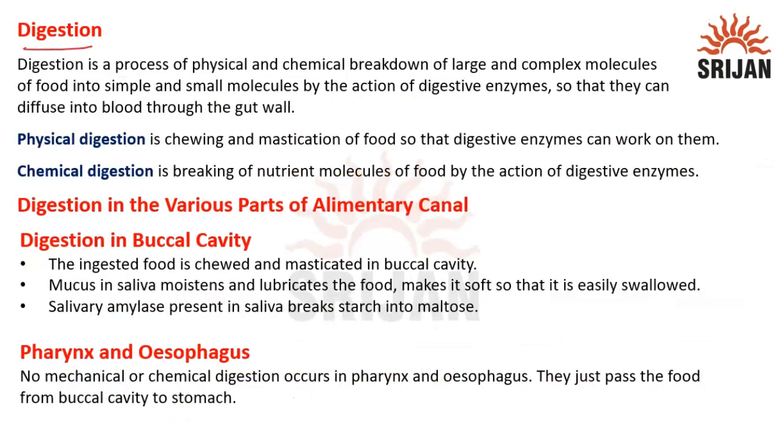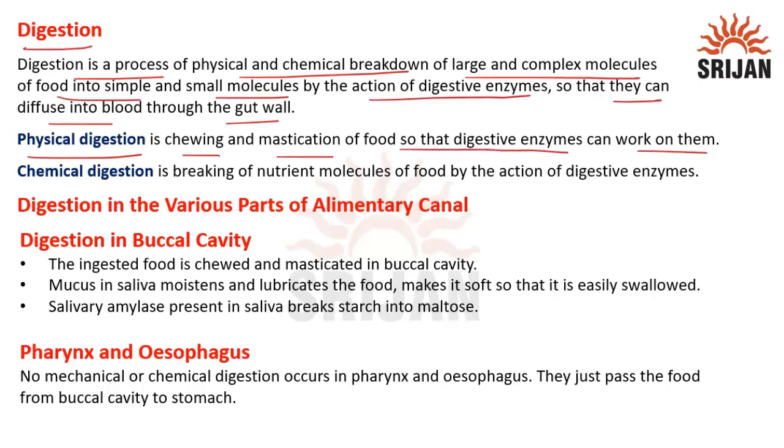Then digestion. Digestion is a process of physical and chemical breakdown of large and complex molecules of food into simple and small molecules by the action of digestive enzymes so that they can diffuse into blood through the gut wall. First, physical digestion. This is chewing and mastication of food so that digestive enzymes can work on them. Then chemical digestion is the breaking of nutrient molecules of food by the action of digestive enzymes. Then digestion in the various parts of the alimentary canal.